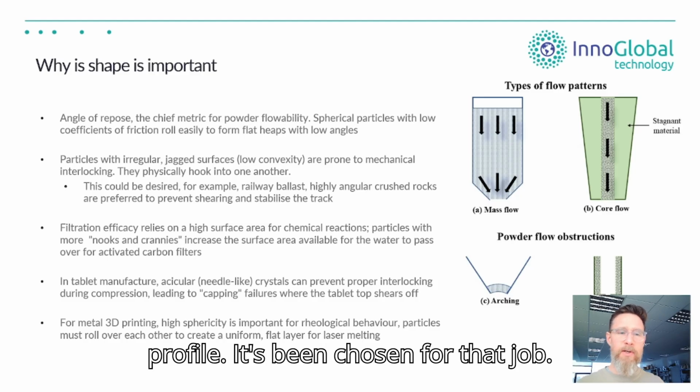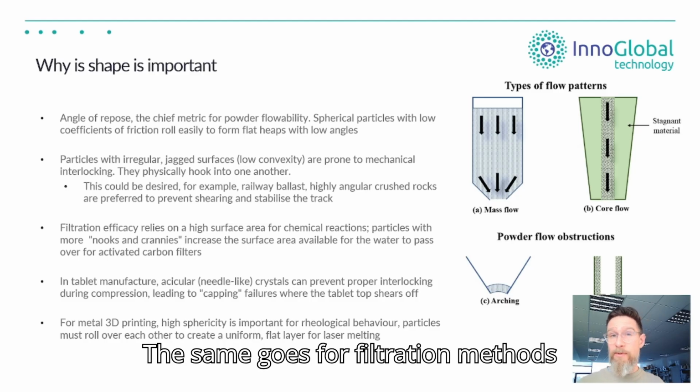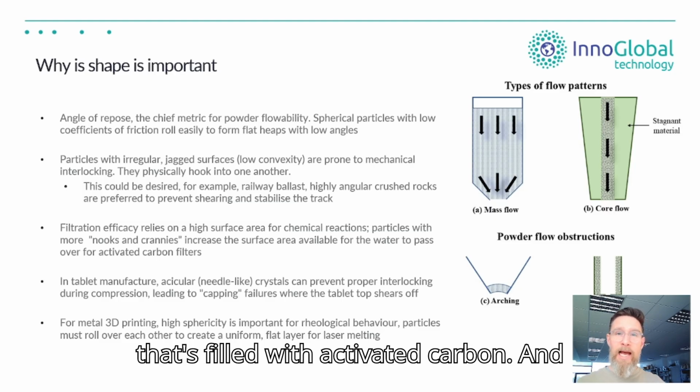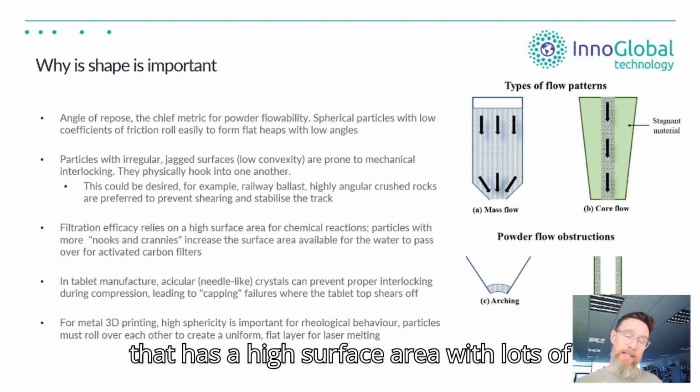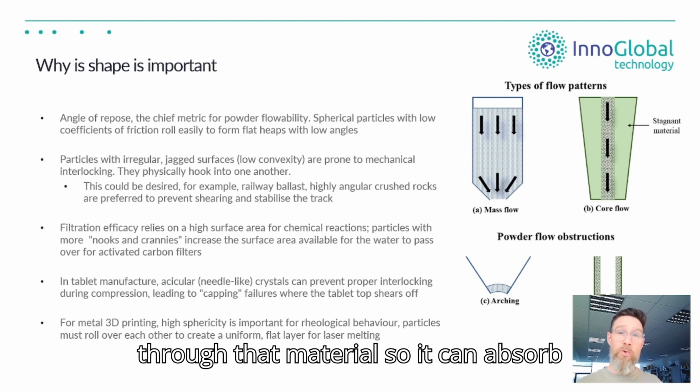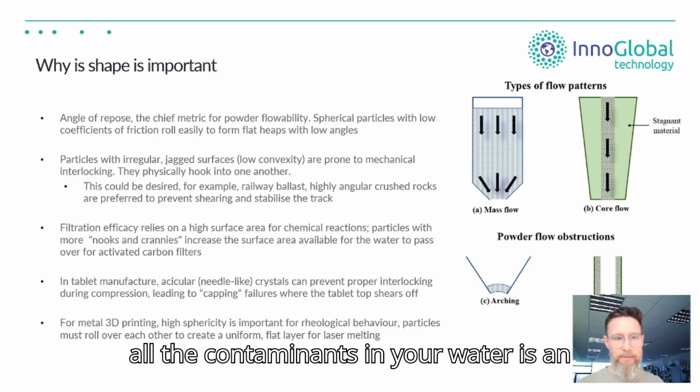The same goes for filtration methods, using a carbon filter under your sink that's filled with activated carbon. That has a high surface area with lots of nooks and crannies for the water to flow through that material so it can absorb all the contaminants in your water, as an example.